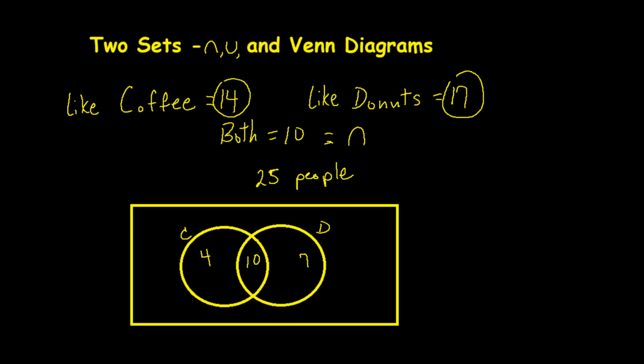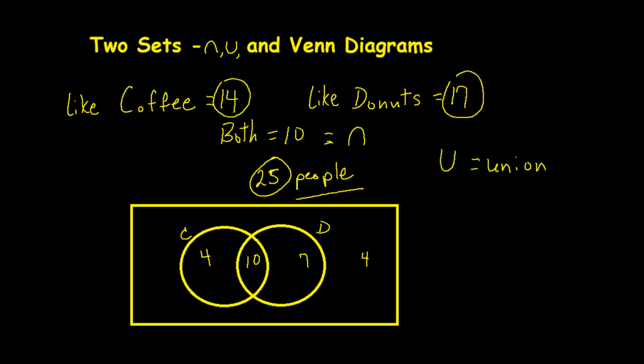We aren't quite done with this Venn diagram because we need to figure out if we have all of our 25 people. 4 plus 10 is 14 plus 7, that's only 21 people. So in other words, we have 4 people that aren't accounted for in these circles, and those 4 should be on the outside of the circles but within the rectangular Venn diagram. So when you're all done with your Venn diagram, you should be able to add up all the values, and that should represent the entire amount of people or objects that you're dealing with.